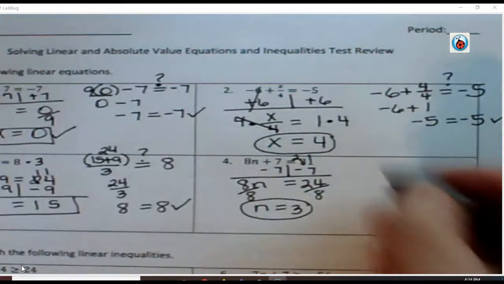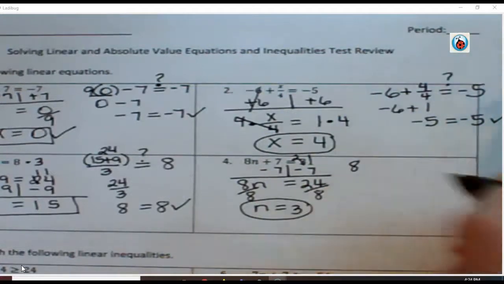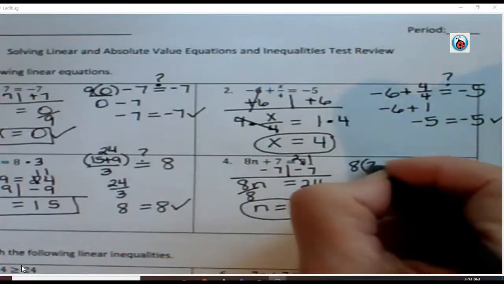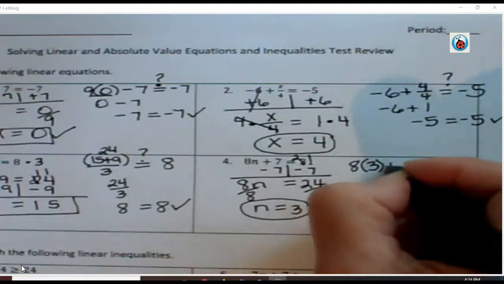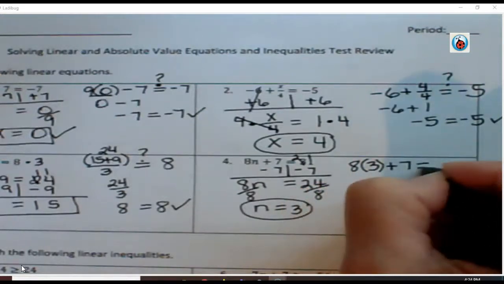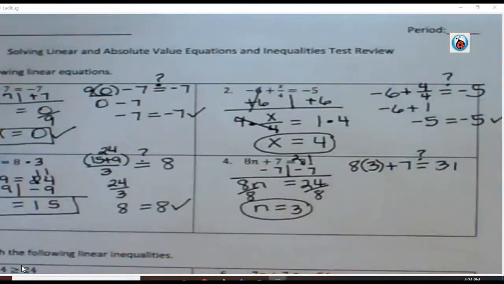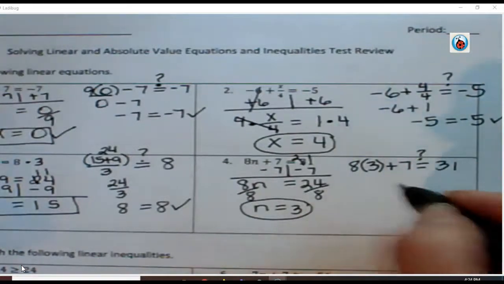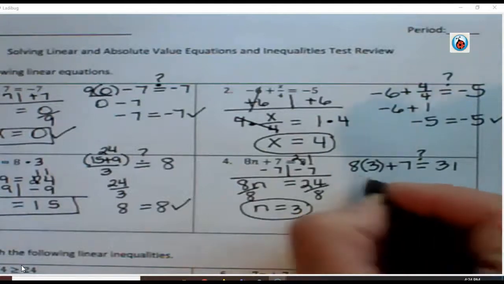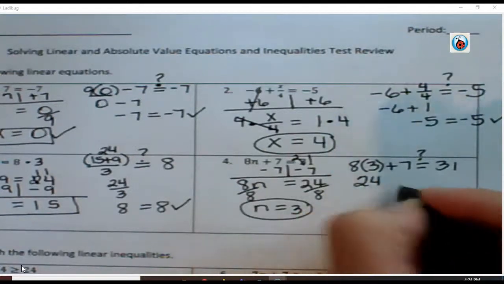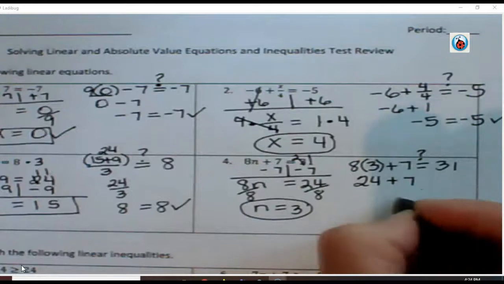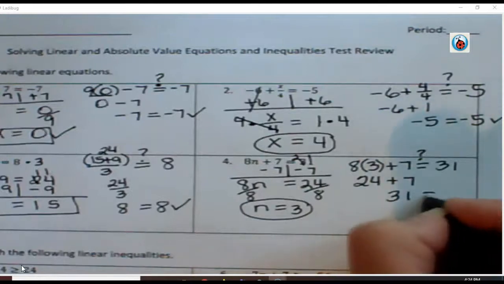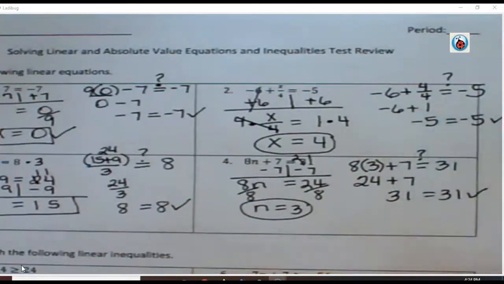All right, let's double check. Put 8 times the n, put your 3, plus 7. Does that equal 31? 8 times 3 is 24, plus 7, that equals 31. So 31 does equal 31. You've got the right answer.